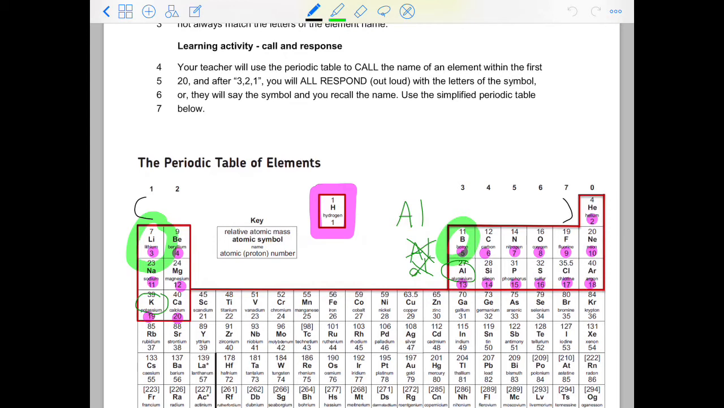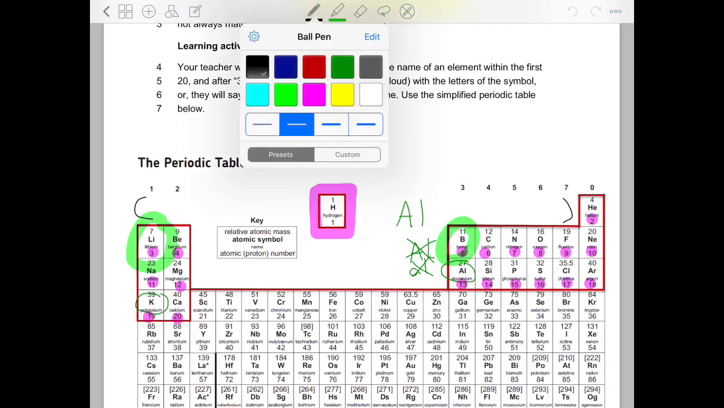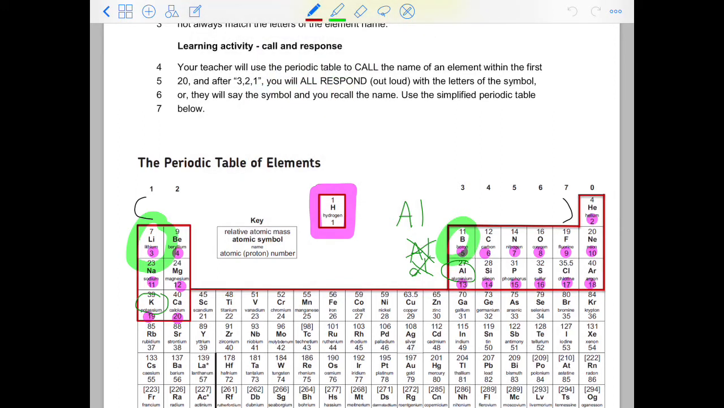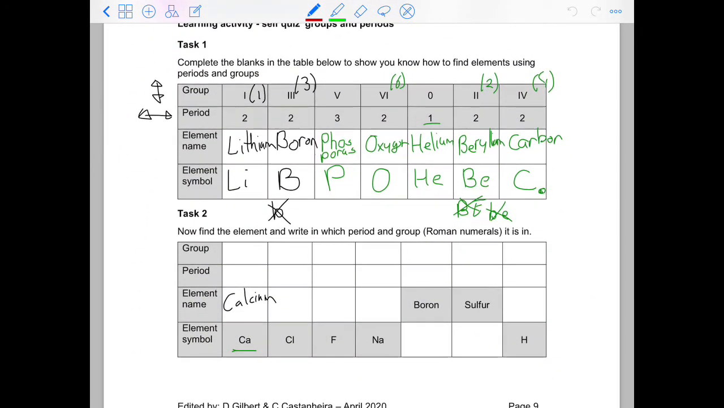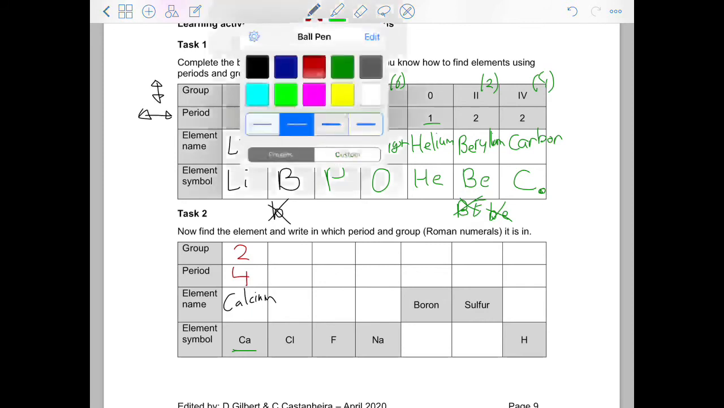It is in group 2 because it's in the second column, and it's in period. Remember, we need to have our period 1 here, period 2, period 3, period 4. So it's in group 2, period 4. So we have group 2, period 4. All right, now I would like you to give a go for these last couple and then pause the video, give it a go, and we'll be back in a moment with the answers.